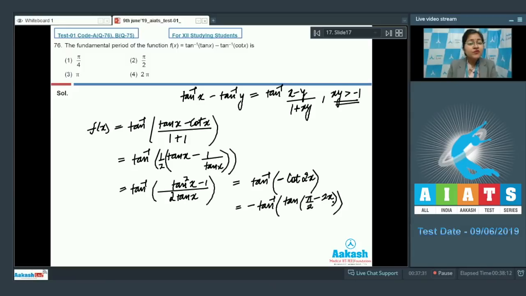Now we know the period of tan inverse tan x is pi. So here we have 2x, which means that its period will be pi by 2. So the correct answer will be option number 2.